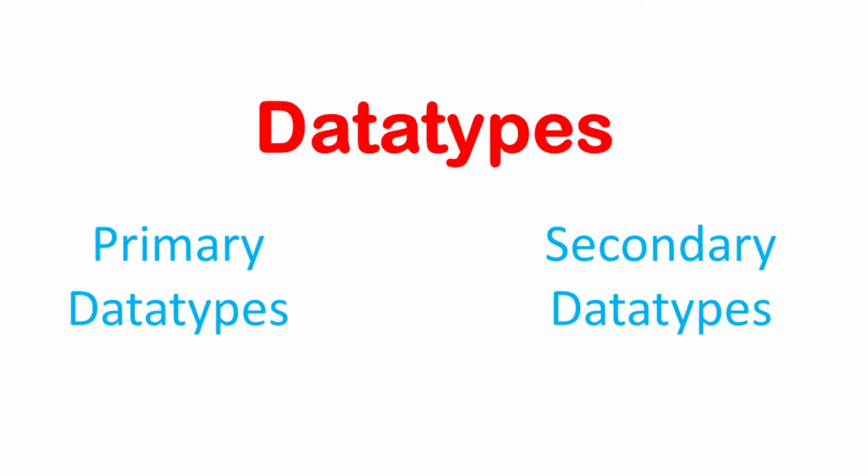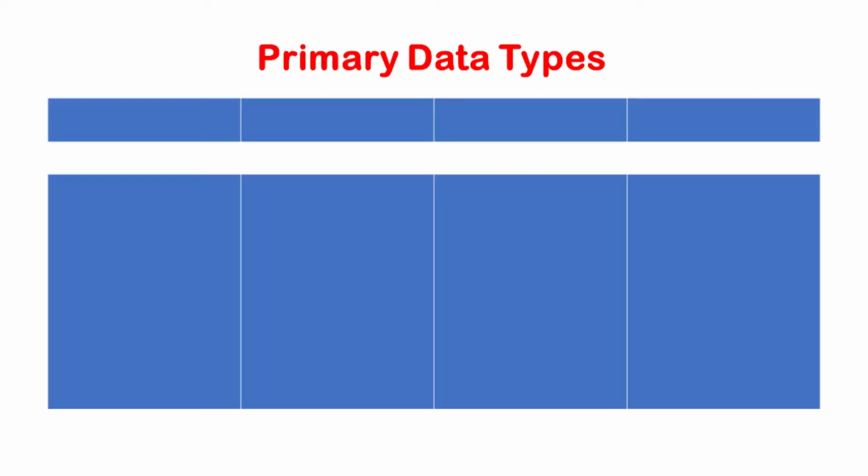In any programming language, data types are divided into two major categories: primary data types and secondary data types. Primary data types are data types at the very basic level, like we have strings and integers, while on the other hand, secondary data types are made out of primary data types, like we have a list in Python, which can contain different types of data inside it. So let's start with the primary data types.